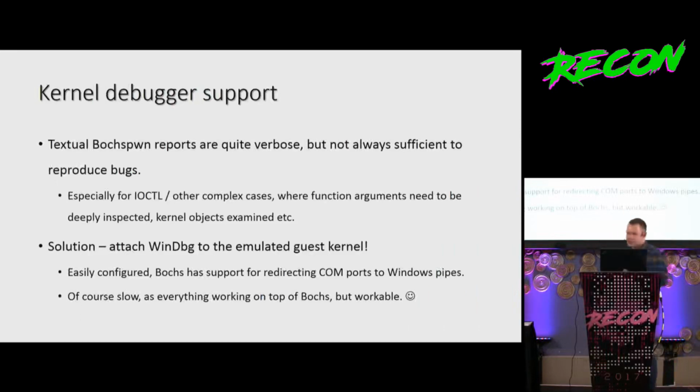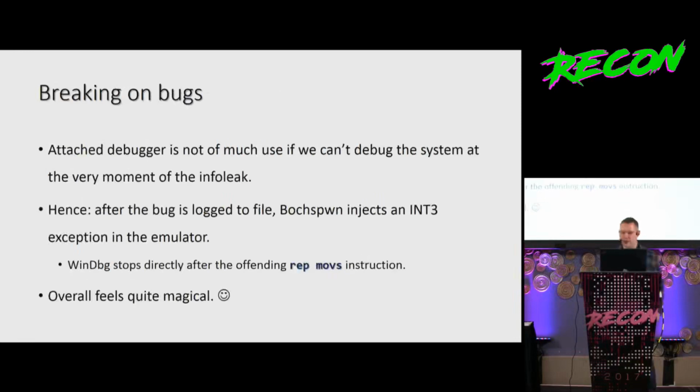So this was all very nice and very verbose, but sometimes this is not actually enough to be able to reproduce the bug very easily and find out what it is. Especially for things like IOCTLs and other complex cases where you have a very long call stack, like 20 levels deep, and it's really hard to figure out how execution got there and what is actually being returned to user mode. So the solution for this is to attach WinDBG to the emulated guest kernel. And this is not very hard because Bochs actually has support for redirecting COM ports to a Windows pipe. Of course, this is slow, but working on this project makes you used to this kind of slowness.